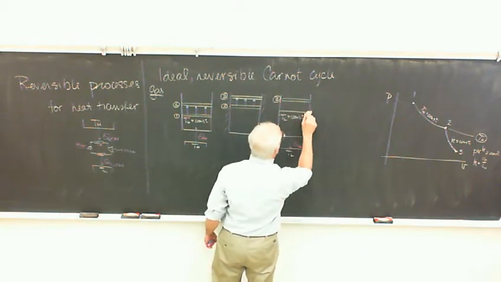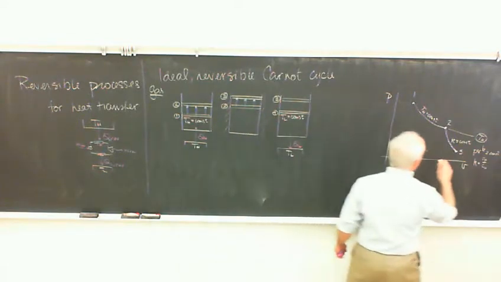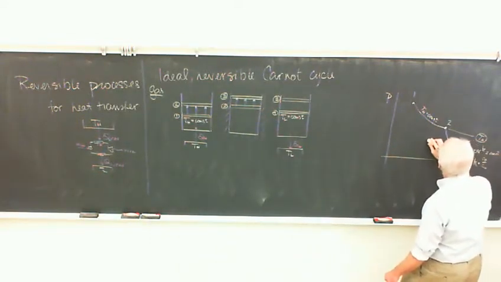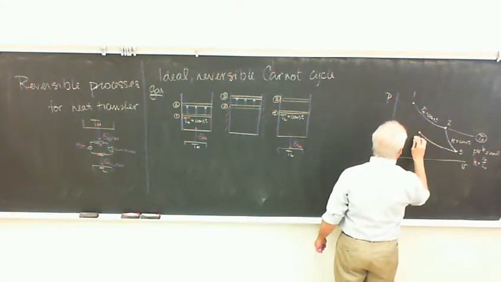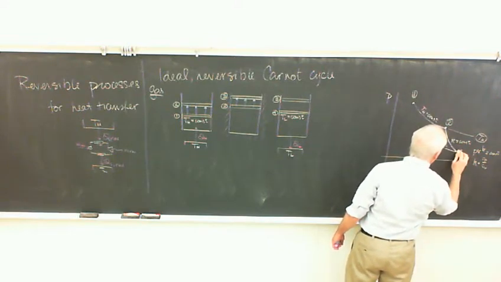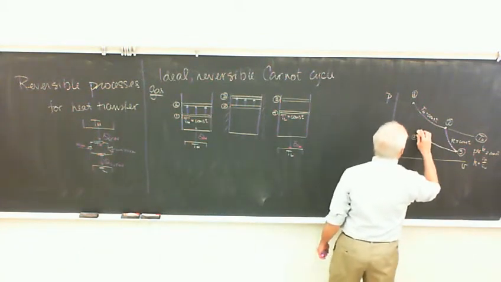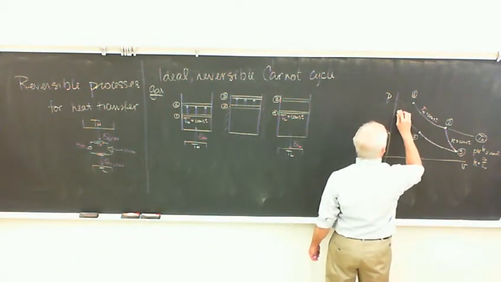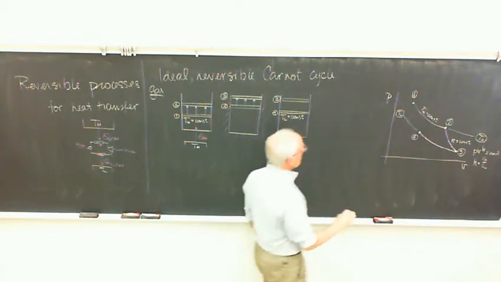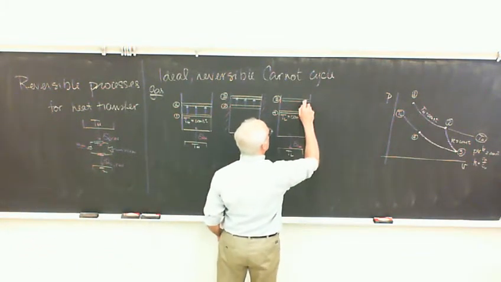where the piston now moves down to state point four. Maybe look something like that. And this is also along an isotherm. Remember, all these processes are reversible. We could turn any one of them around.